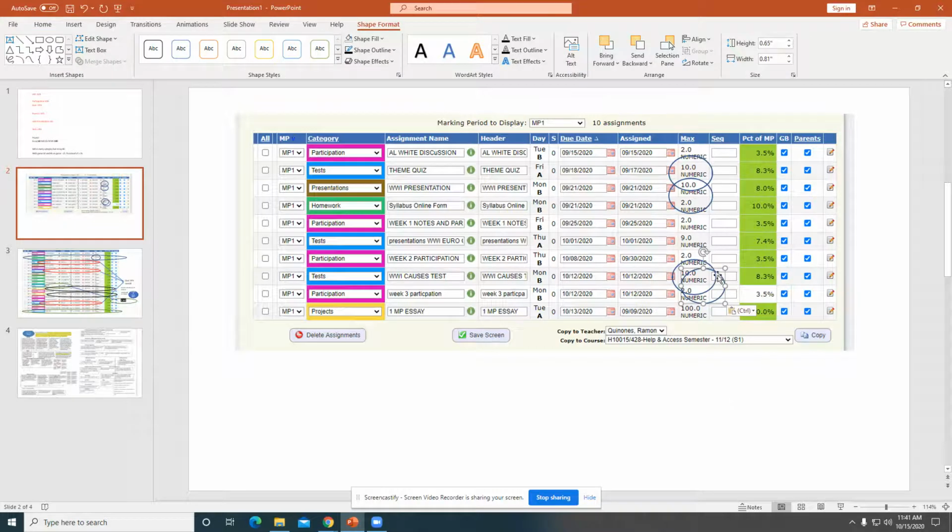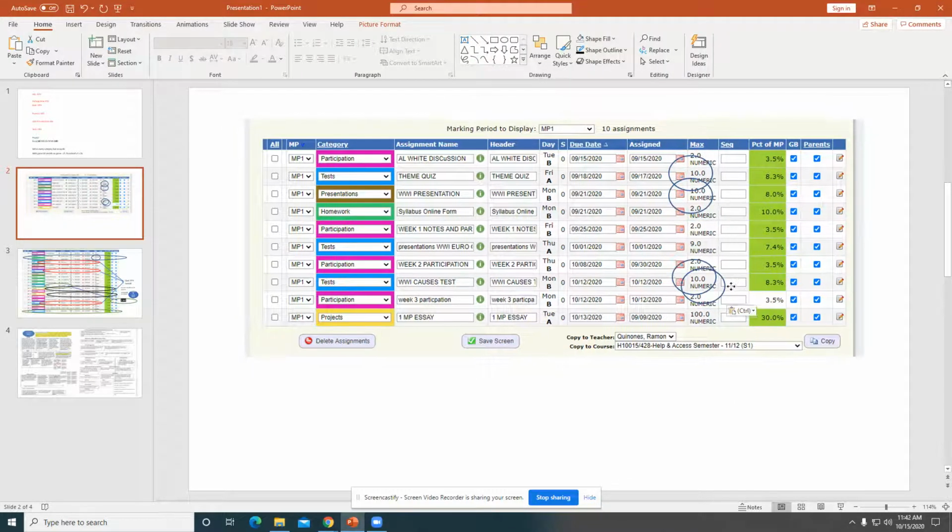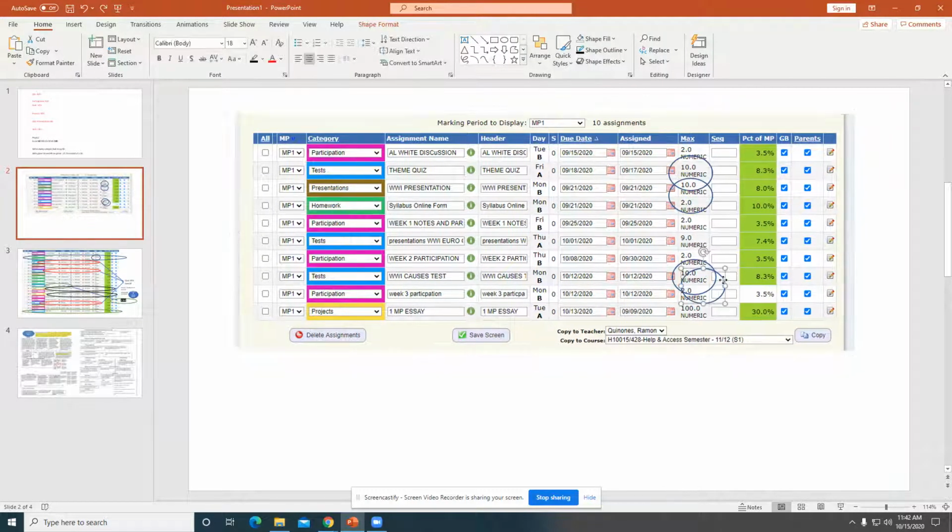Right now, that essay, because there's only one project assignment, is counting at 30. So once we have the board game, it's going to knock this 30 down to 15%. It's going to be 15% of your overall grade.